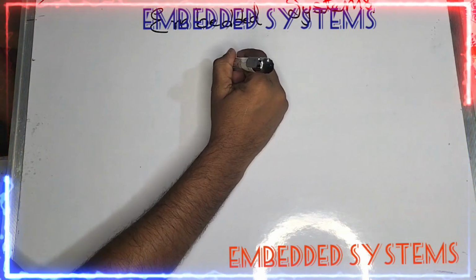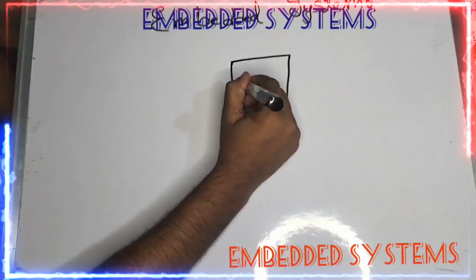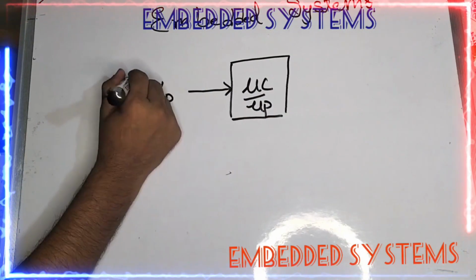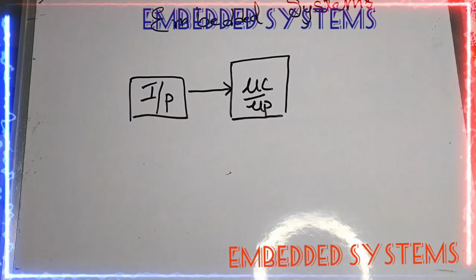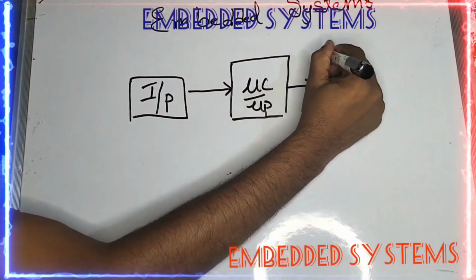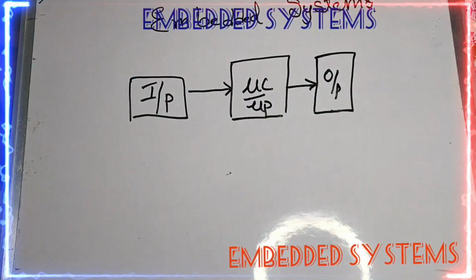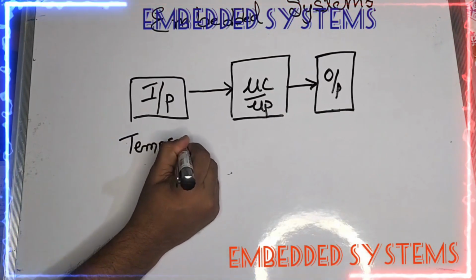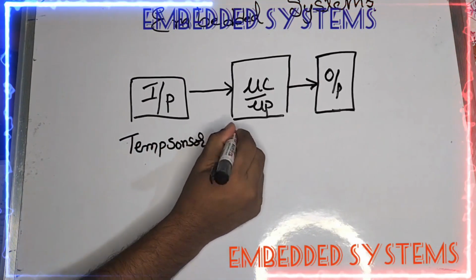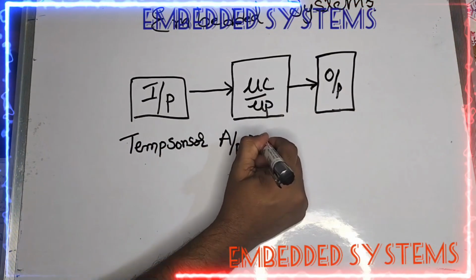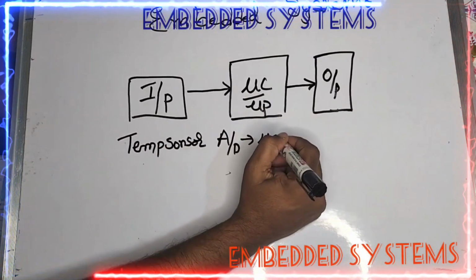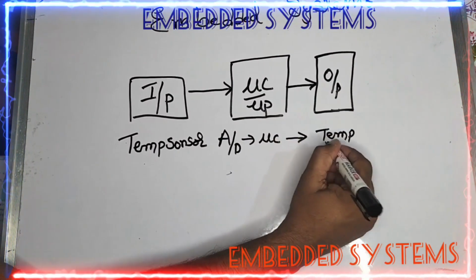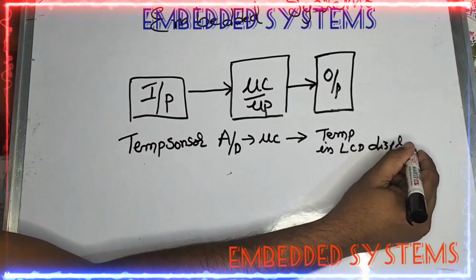A typical embedded system contains a microcontroller or a microprocessor, and it is fed from an input, analog or digital, and it drives an output, digital. Let us take an example. The input is a temperature sensor, which gives an analog input, and through an analog to digital converter it goes into the microcontroller. The microcontroller has the code to read it and do the levels, and then it indicates the temperature on an LCD display, which is nothing but the display panel.